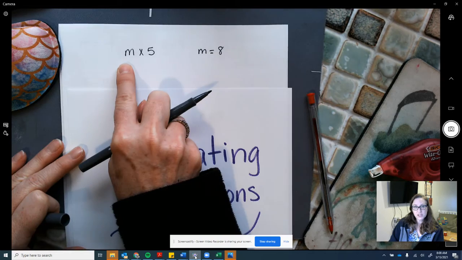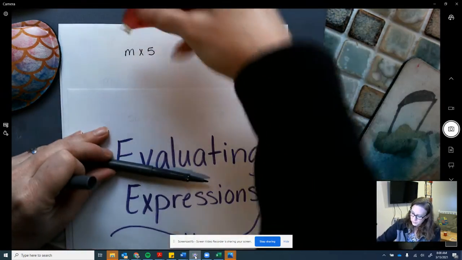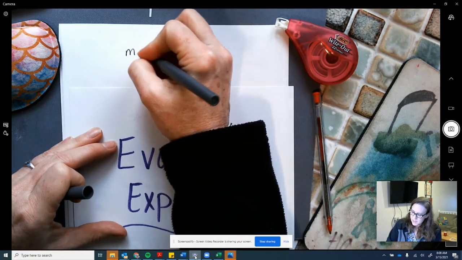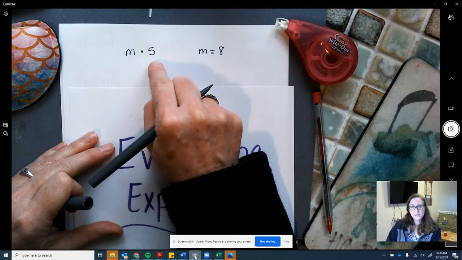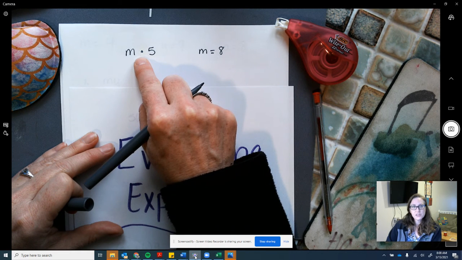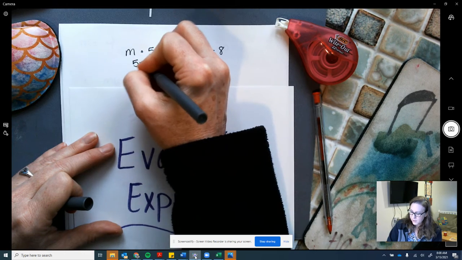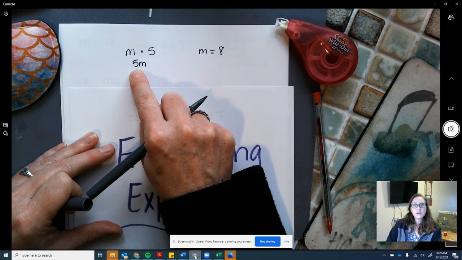So we start with the expression m times 5, and remember our multiplication, because times written that way, the other way looks like a variable. It looks like m x 5, so it looks like it has two variables in it. So that's why we're switching to a different way of showing the multiplication. This could also be represented as 5m. When a letter is next to a number, it means that it's 5 times a variable.